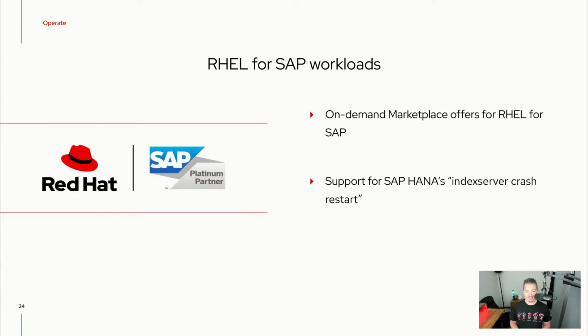RHEL wouldn't be RHEL without the ability to run something on top of it. I've been told that most people don't run an operating system just to run an operating system. You've got to have it do a job. And one of our premier partners out there is SAP. And so every release we add in some additional support for clustering. In this case, we added support for SAP HANA's index server crash restart functionality. As well as refreshed our online marketplace offers. So if you are, for instance, on AWS, you can actually deploy SAP on top of RHEL right from the marketplace. So a lot of that comes pre-configured, and then you can also use Ansible system roles to configure it.